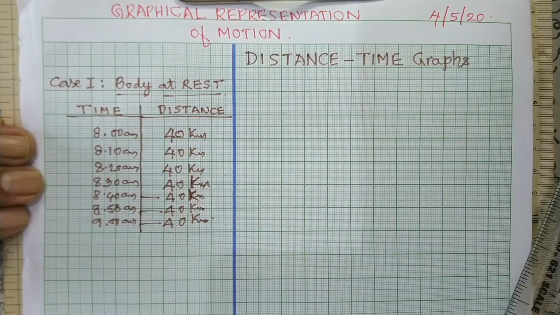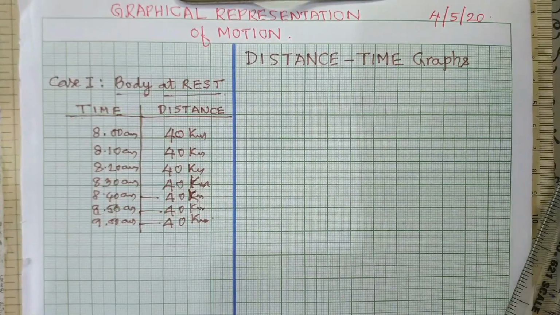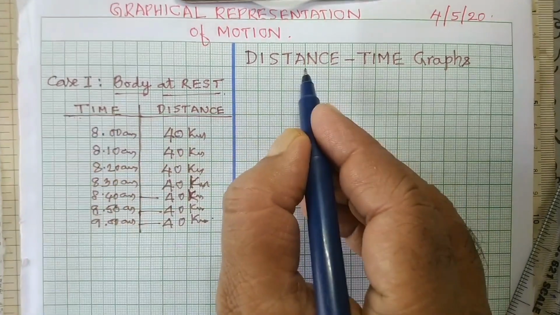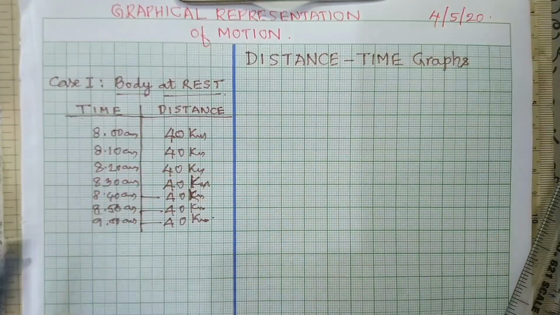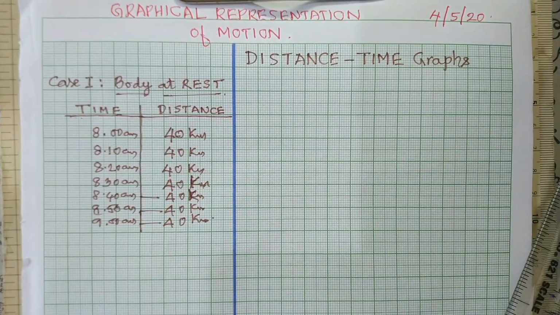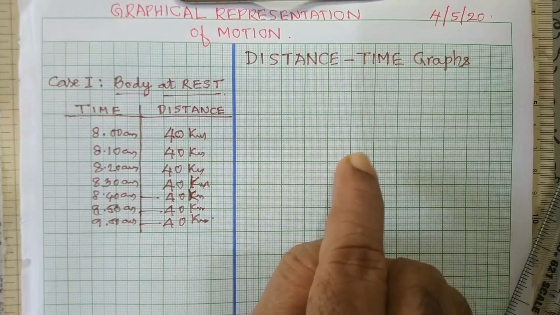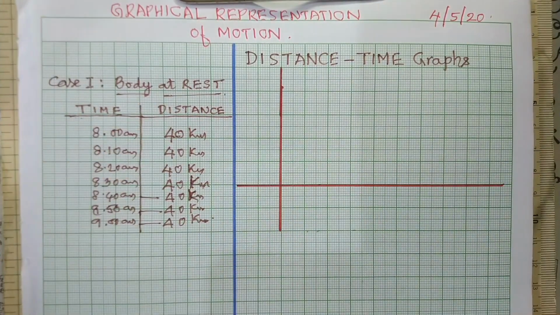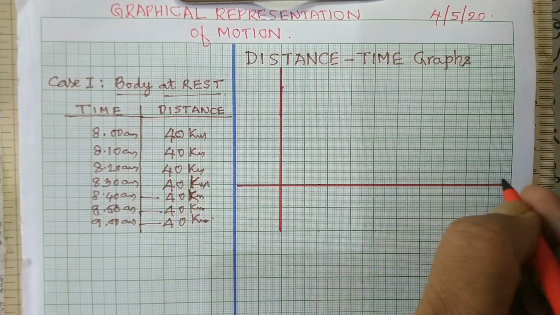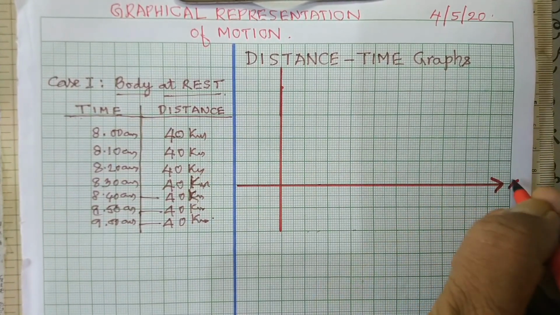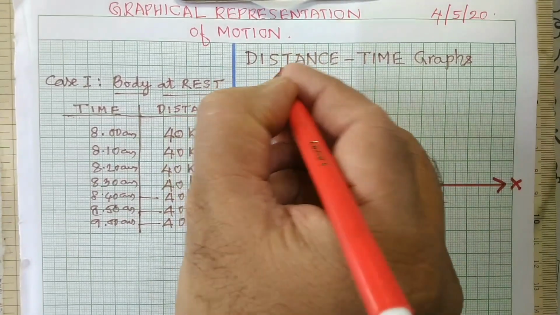Now, what we have to do is draw a distance time graph. I told you that we are first learning the distance time graph, so we are going to draw the distance time graph. For that, I will draw the graph on this side. Observe carefully how I draw. Now, let us start drawing the graph here. First, this is the x-axis, whereas this is the y-axis.